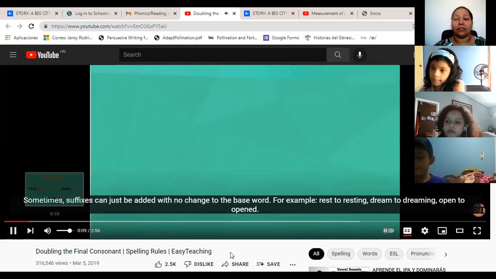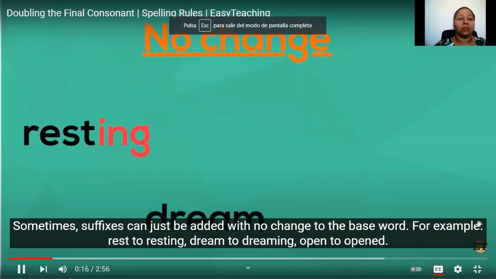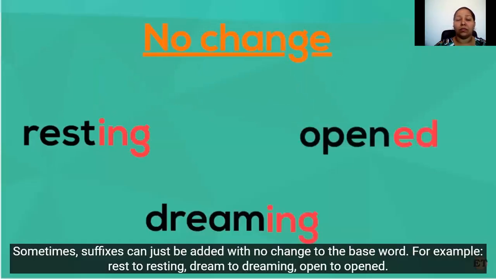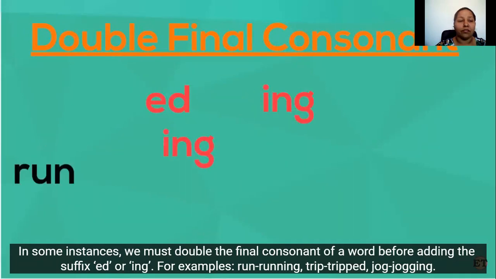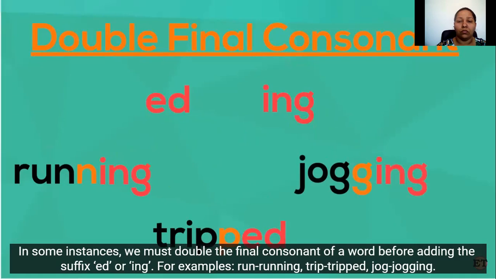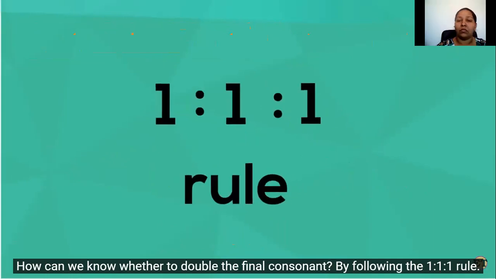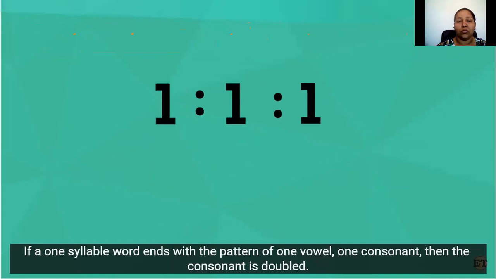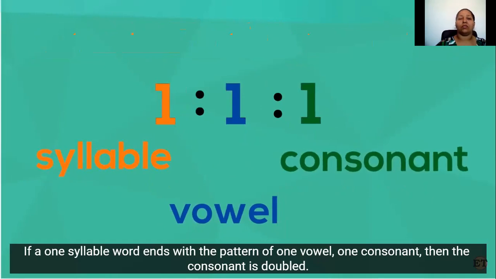Sometimes suffixes can just be added with no change to the base word. For example, rest to resting, dream to dreaming, open to opening. In some instances, we must double the final consonant of a word before adding the suffix ed or ing. For example, run to running, trip to tripped, jog to jogging. How can we know whether to double the final consonant? By following the 1-1-1 rule. If a one-syllable word ends with a pattern of one vowel, one consonant, then the consonant is doubled.